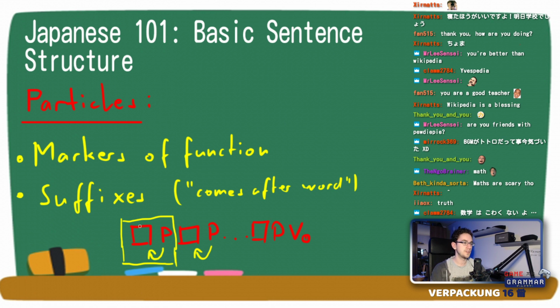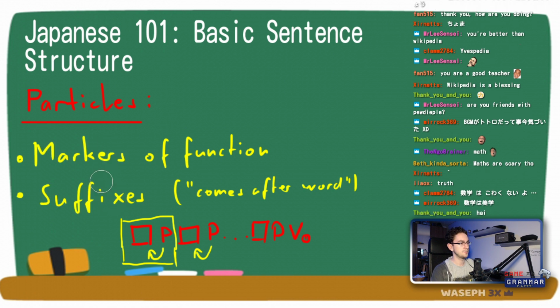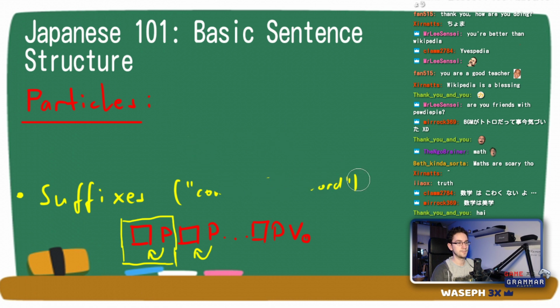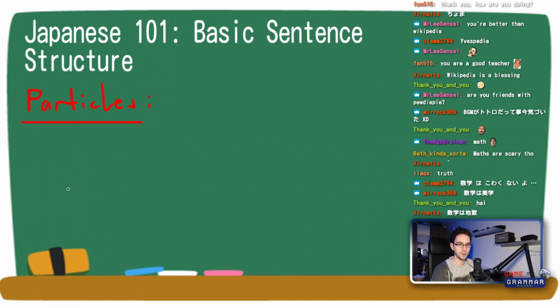So, now that we know this, I'm going to introduce you to just 2 particles. So for today, 2 particles, okay? There are many, and we'll learn about some of them, most of them if I have the time. But today, just 2. 数学は美学。ですよね。So the 2 particles that we're going to learn about today are the topic marker and the object marker, okay?